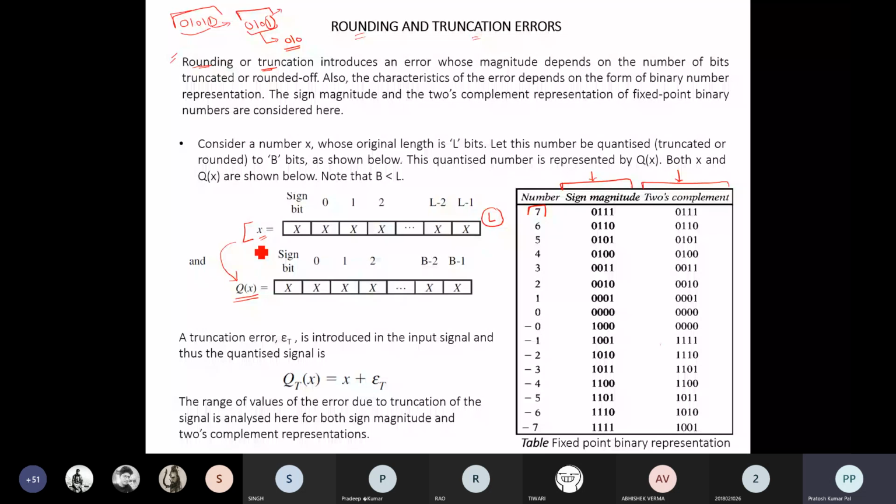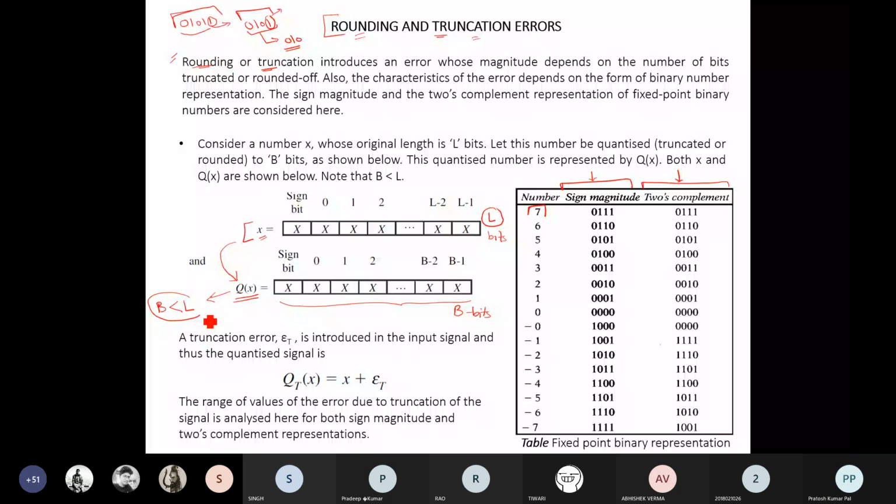So in that quantized number, the number of bits ranges from 0 to b minus 1. So basically it has a representation of up to b bits. Here this was l bits, so we are going to have the effect of rounding and truncation. After quantization, this will have b bits, where b is always less than l.